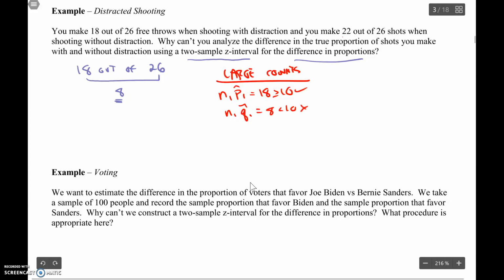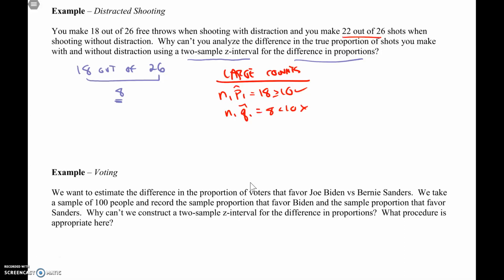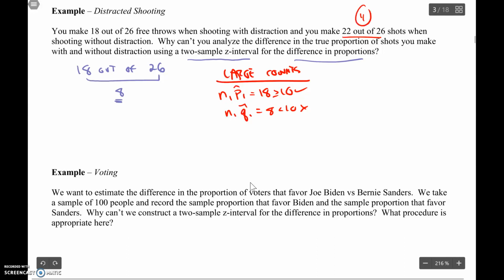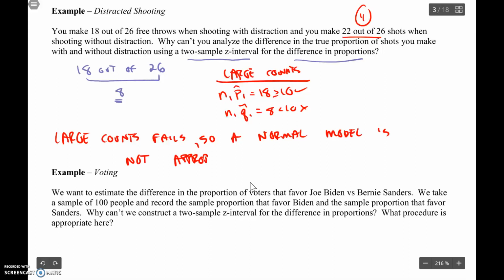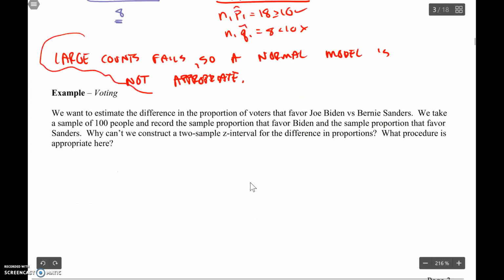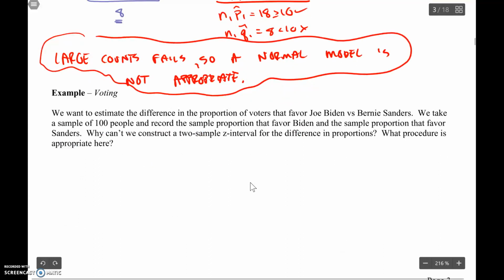The other one would be 22 out of 26. So again, one of them is going to make, and the other one is going to be 4. So it just fails large counts. Why can't you analyze the difference? Large counts fails. So a normal model is not appropriate. Okay. Now, if you're wondering what you would do in that case, you would run a simulation.